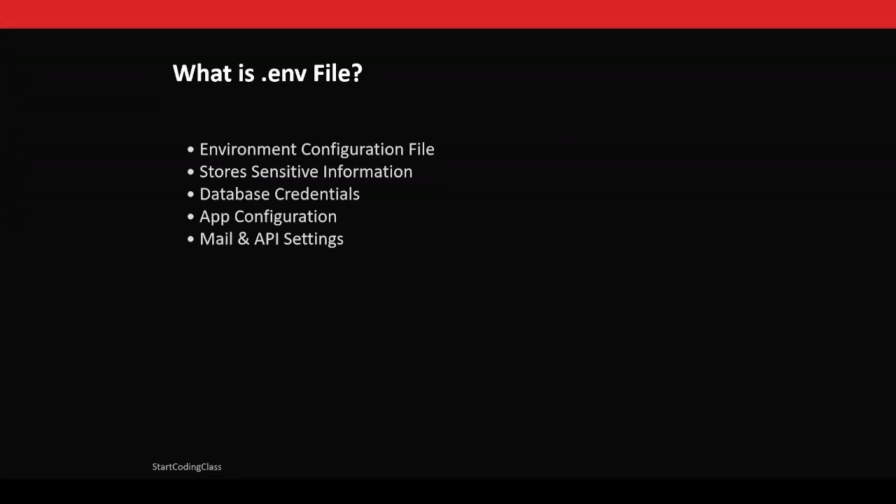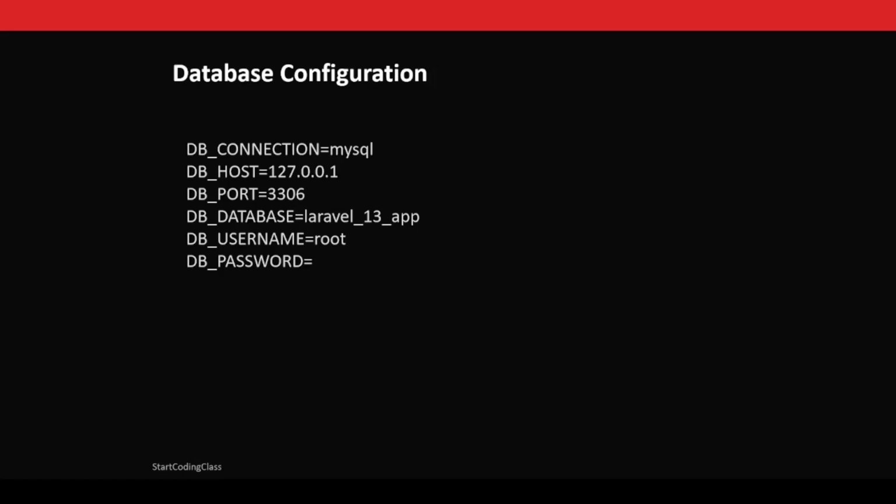So first of all, what is the env file? Env is short form of environment configuration file. It stores sensitive information like database credentials, app configuration, mail, API settings, and many other settings like cache settings also. Inside the env file you will see the database configuration. I will also explain it in a real project.